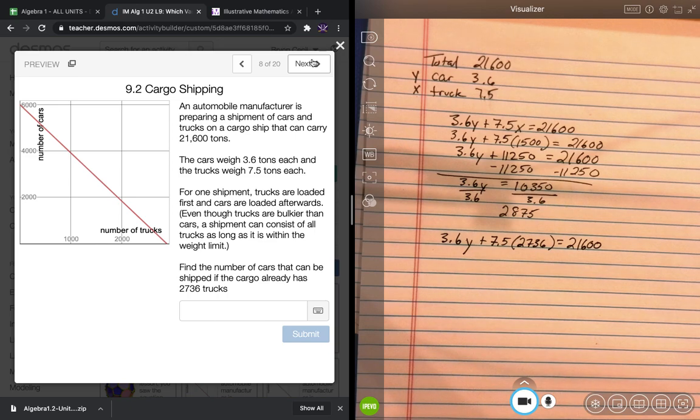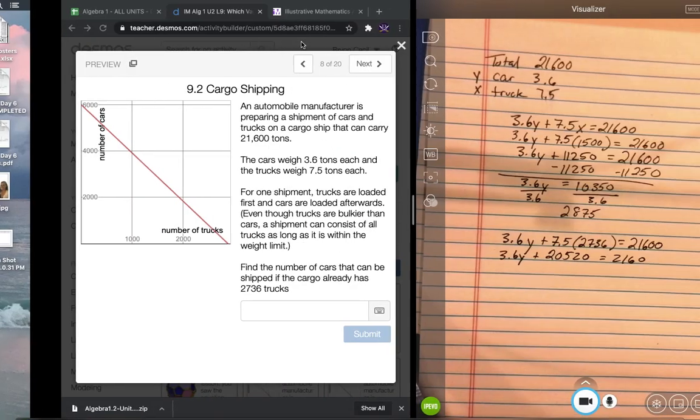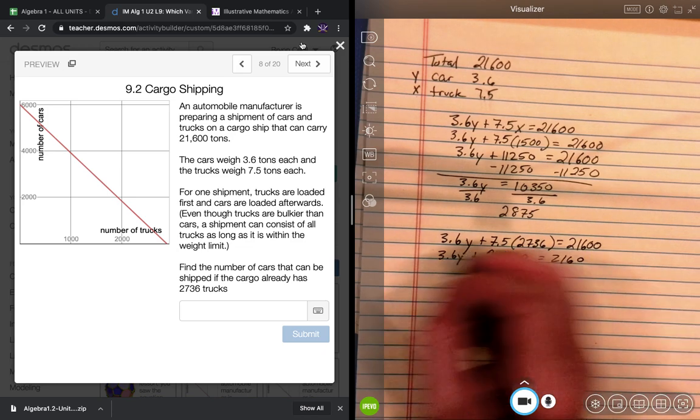Okay, take that 7.5 again, and we're going to multiply that, guys, times 2736, and I get 20,520. So your new equation should be 3.6y plus 20,520 equals 21,600. All right, here's my new equation.